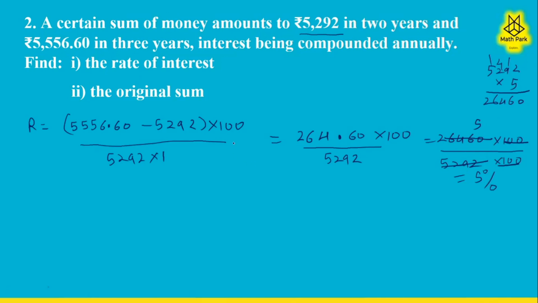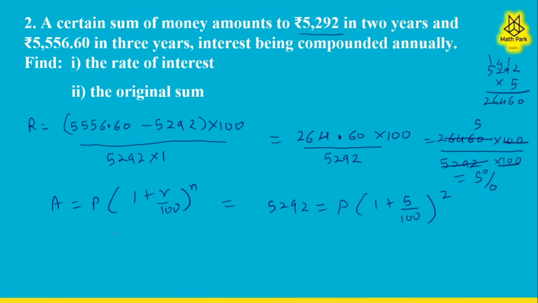Now once the rate of interest is given, you can do it without the formula too, but for finding the original sum, we will be using the formula. If it is not specified to solve without the formula, you can use the formula to find the original sum. So A is equal to P times 1 plus R upon 100, raised to N, where A is given to you. The amount after 2 years is given as 5,292, and principal is what we have to find out. 1 plus rate of interest, just calculated, 5 by 100, and for 2 years, so let us put 2 here.